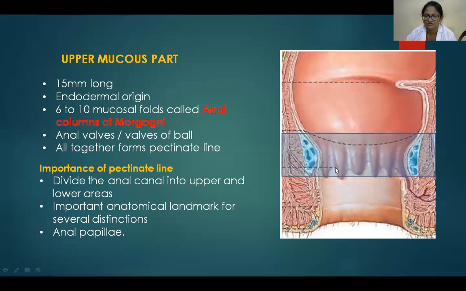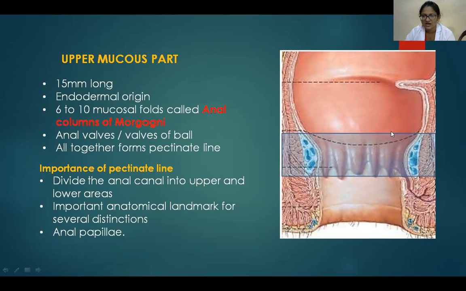How are these anal columns formed? They are formed by mucosal folds, nearly 6 to 10 in number. In between the anal columns, you are going to see an anal sinus. Anal valves all together form the pectinate line.